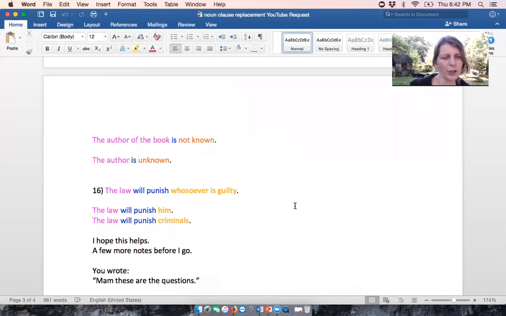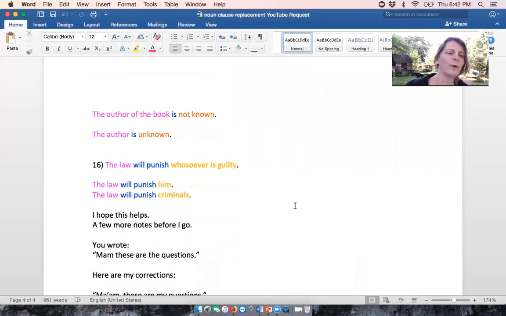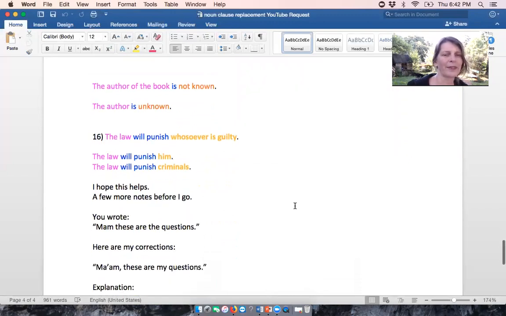Okay, the law will punish whosoever is guilty. This is easy. The law will punish him, or the law will punish criminals.